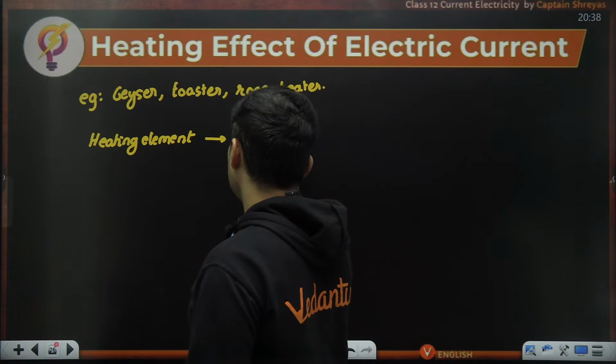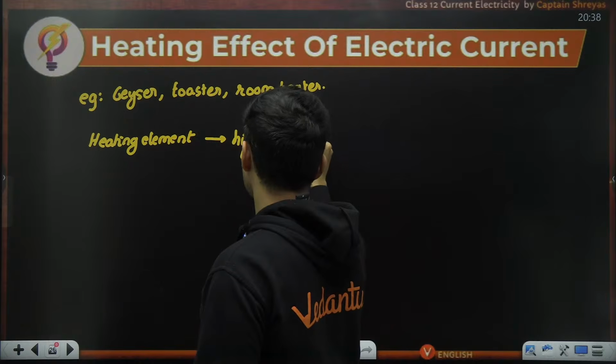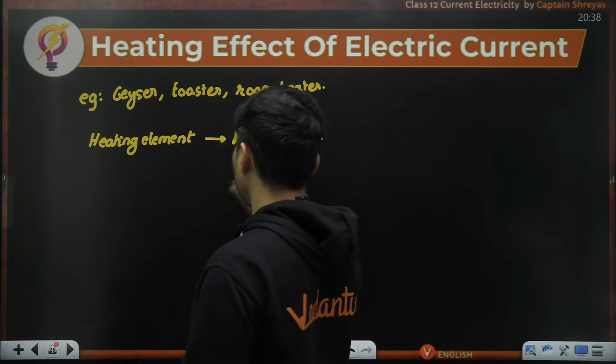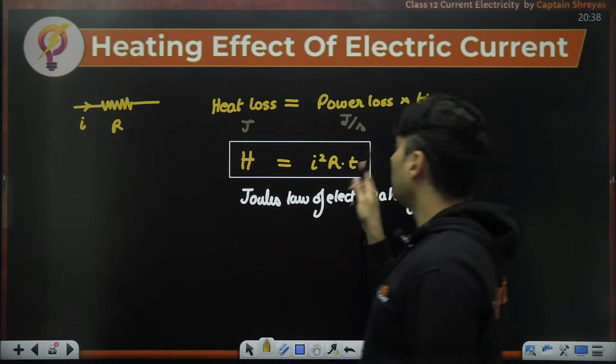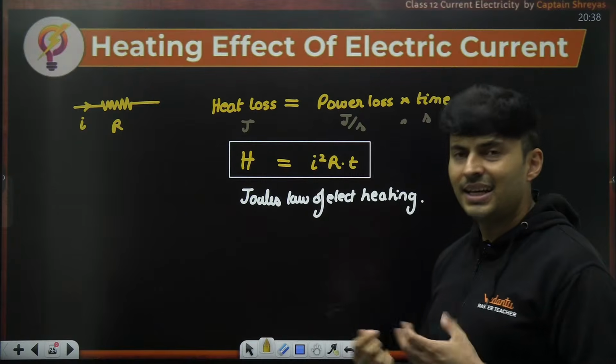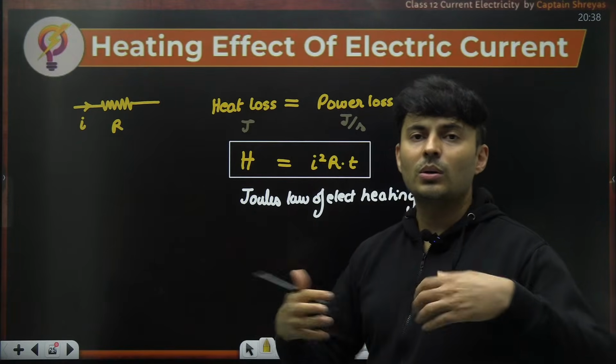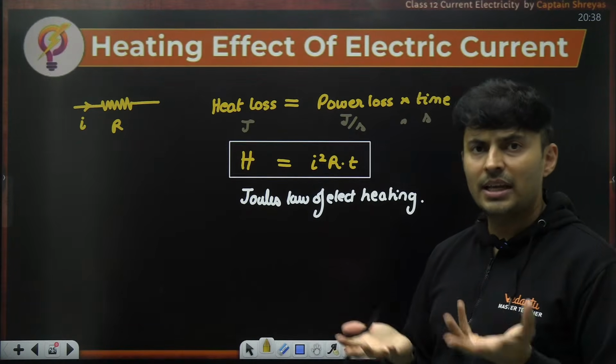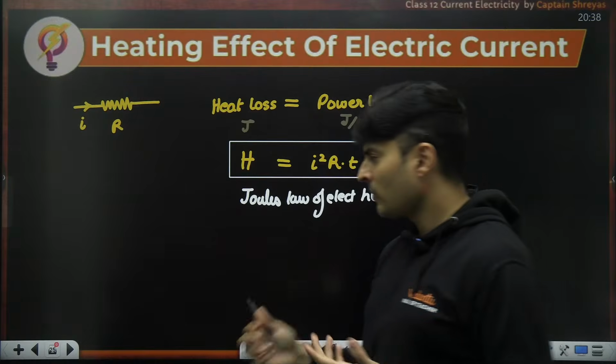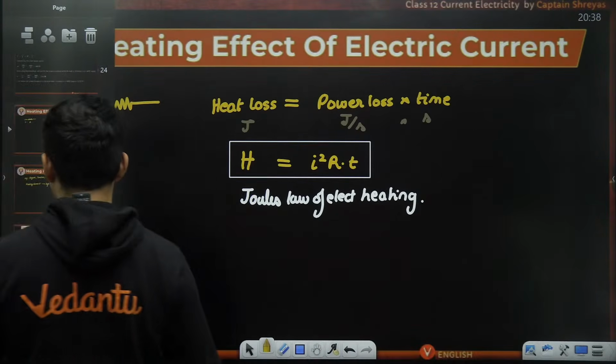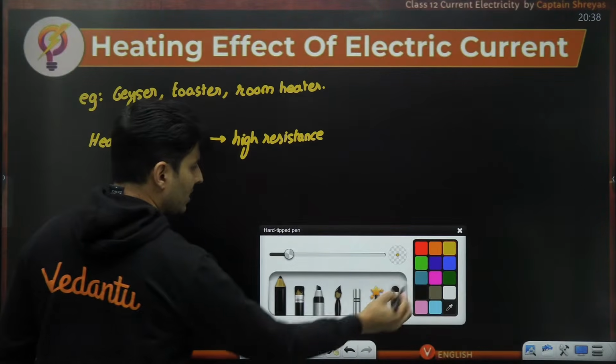When you pass sufficient current for a decent amount of time, it will produce a lot of heat, and that's how the surrounding material around it gets heated up, and we can calculate how much heat is developed with simple calculations.